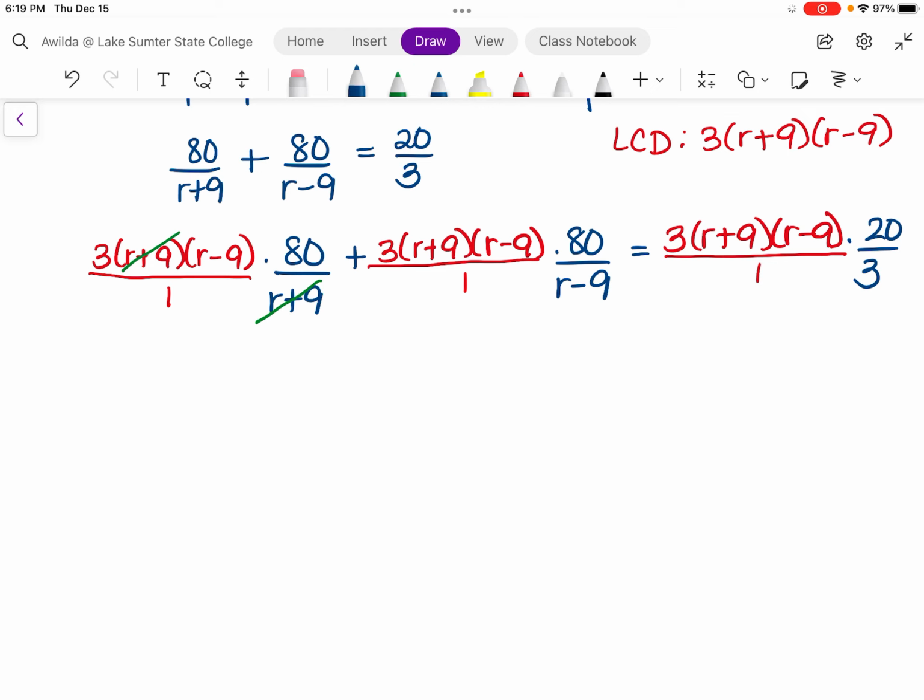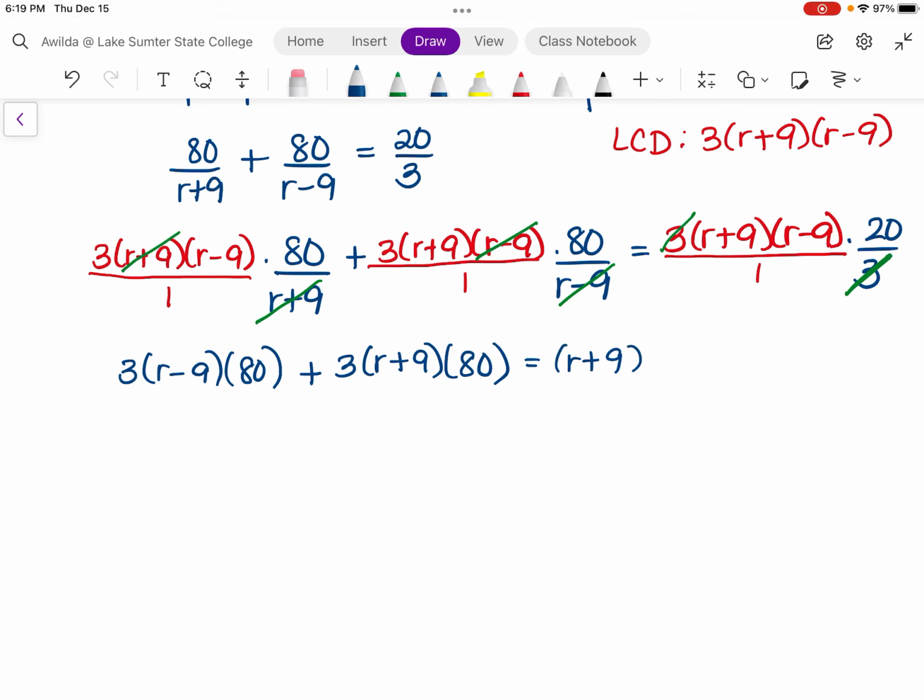So what we're left with in that first term is 3 times r minus 9 times 80. In the second term, we have an r minus 9 factor in the denominator and another r minus 9 factor in the numerator. So after simplifying, we are left with 3 times r plus 9 times 80. Finally, on the right-hand side, we have a factor of 3 in the denominator and a factor of 3 in the numerator. So what we're left with is r plus 9 times r minus 9 times 20.